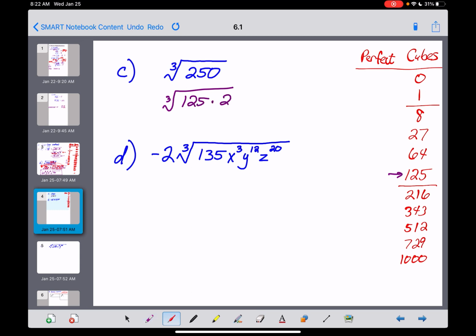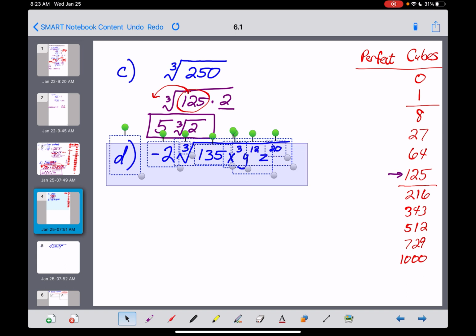Now, in the last problem, I told you we're going to circle our perfect squares. Now what we're doing is circling our perfect cubes, which in this case is 125, and we bring out, careful now, not the square root of this number, but the cube root of this number. And the cube root of 125 is 5. So that gets brought all the way out in front, and there's nothing you can do with that 2. It's stuck under the radical here, so 5 times the cube root of 2 is going to be our answer here for C.